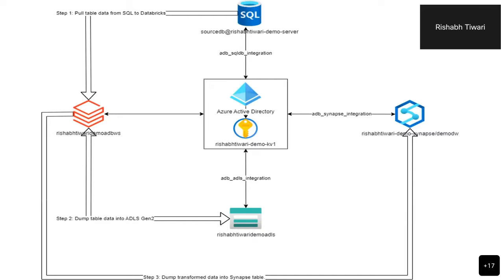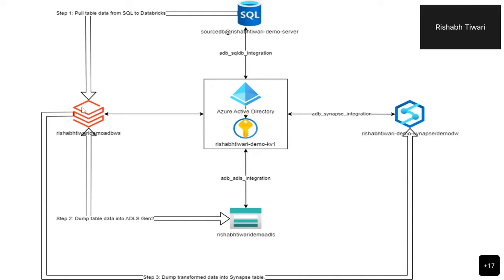Now if you see, we have three services: SQL, Synapse, and ADLS Gen2 account. So SQL is having Rishabh Tiwari demo server as a server name. You have source database in it. And after that, you have Rishabh Tiwari demo Synapse. That is a Synapse service that I have provisioned. And on that, I am actually running a dedicated SQL pool, which is known as demo data warehouse. So dedicated SQL pool for now, in layman's terms, consider as a data warehouse. And Rishabh Tiwari demo ADLS, which is serving as an ADLS layer.